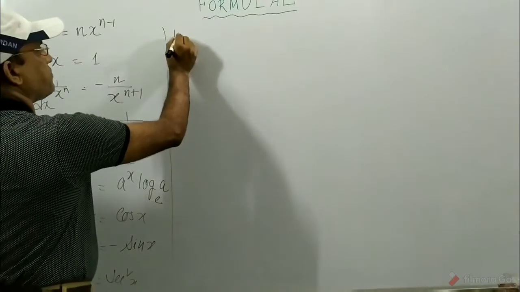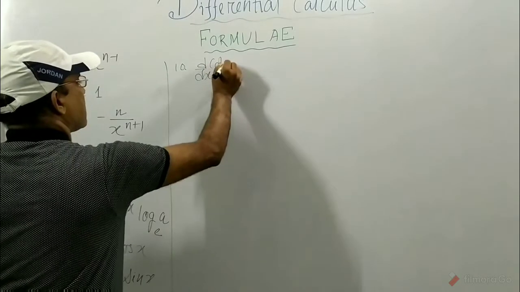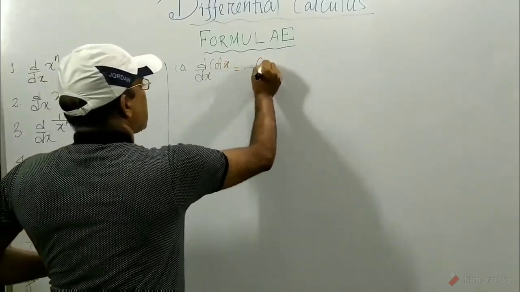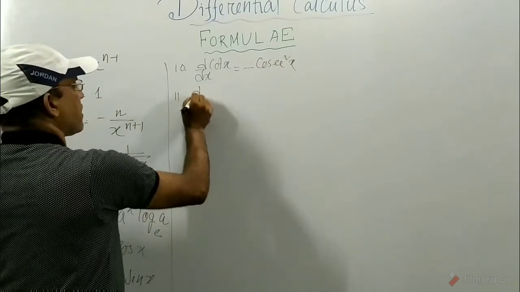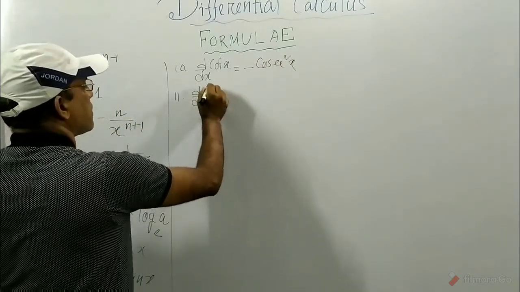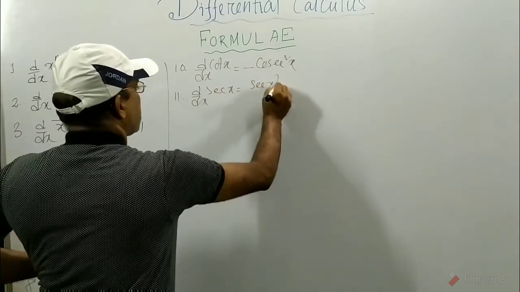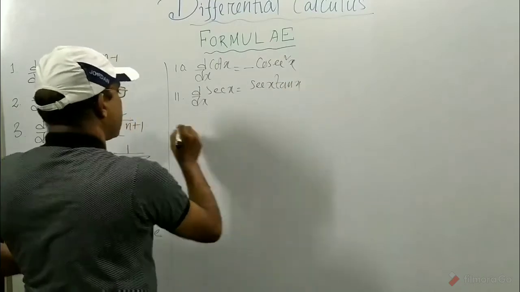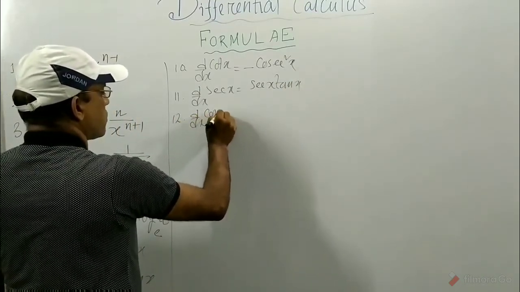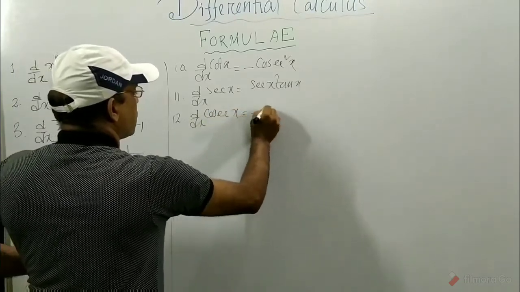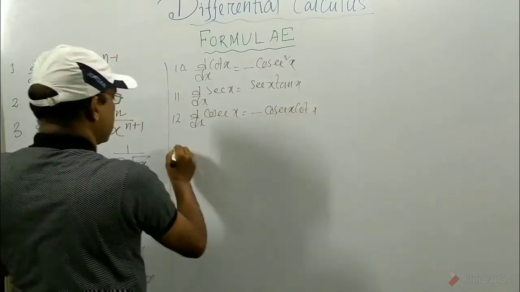Number 10, d/dx of cot x equals minus cosec square x. Number 11, d/dx of sec x equals sec x into tan x. Number 12, d/dx of cosec x equals minus cosec x into cot x.